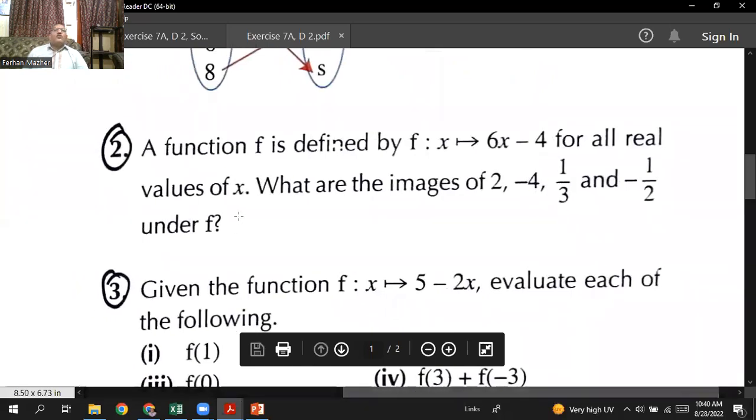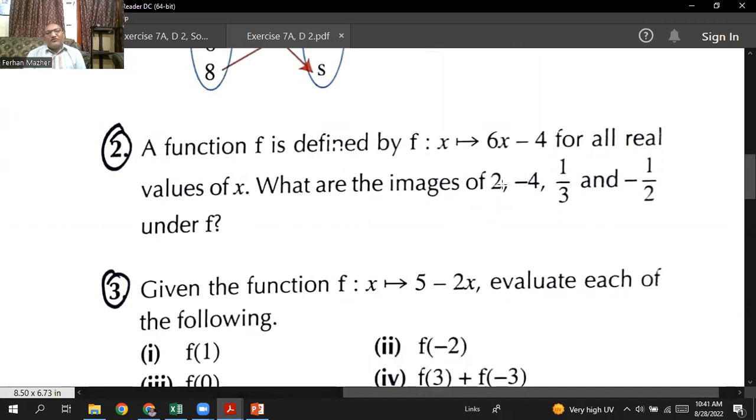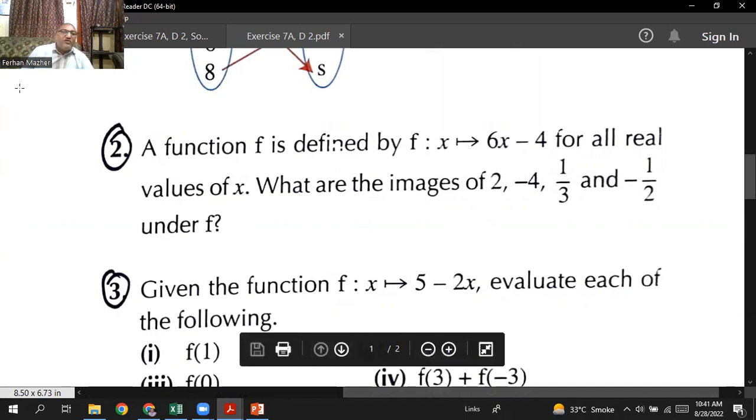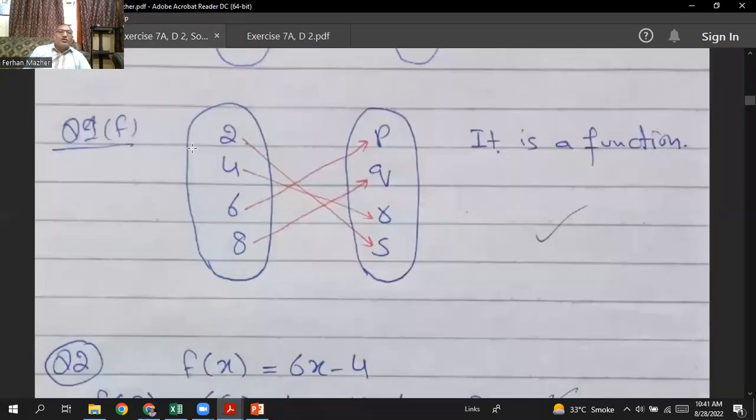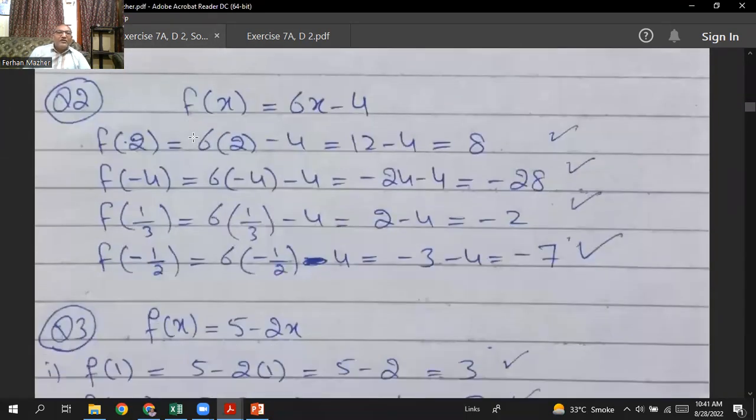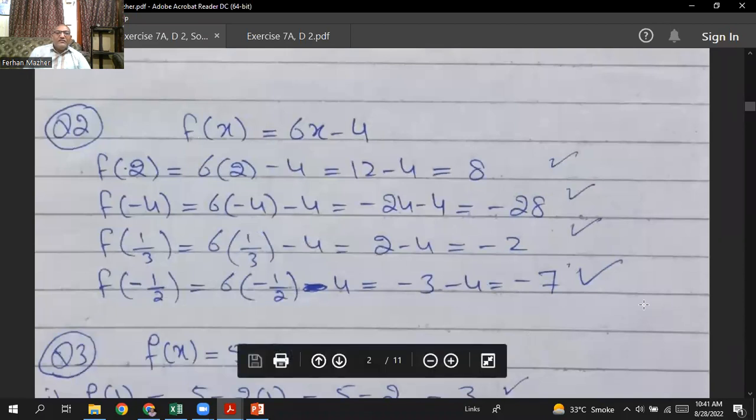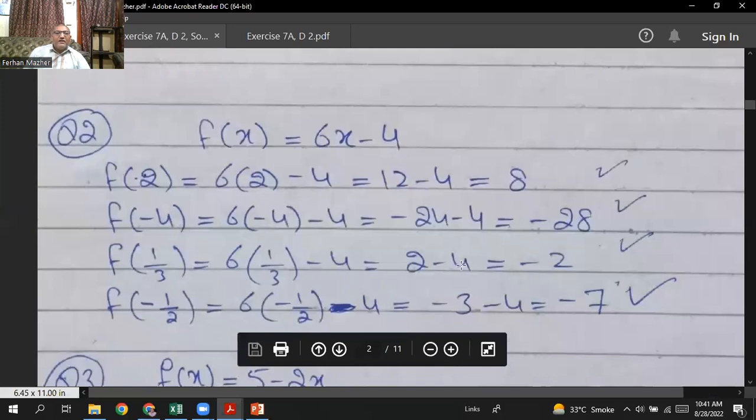Question number 2 is: if function f is defined by f of x equals 6x minus 4 for all real values of x, what are the images of 2, minus 4, 1 by 3 and minus 1 by 2 under f? Let me show you how I have done this. Hopefully this is visible to you. Let's increase the size.